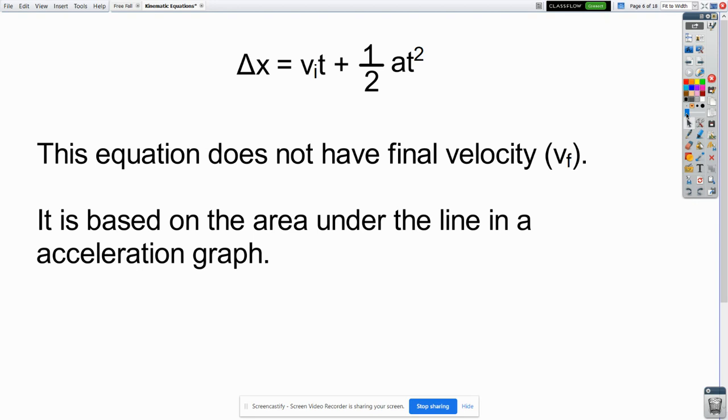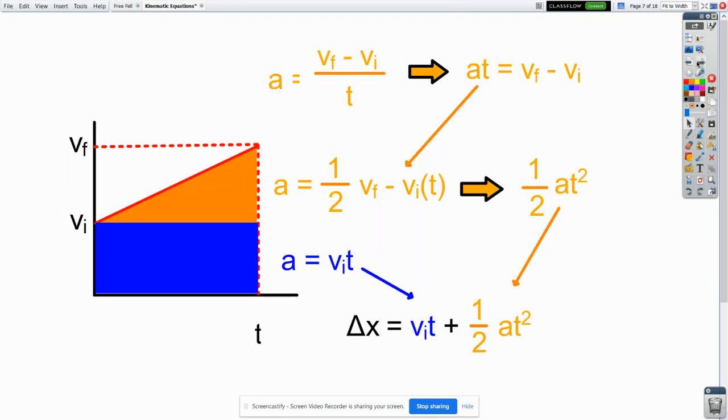So let's start with this. This is the no final velocity equation. The no final velocity equation is displacement equals initial velocity times time plus 1/2 acceleration times time squared. Again, this is based on the area below the line on a velocity time graph. This complex mess of letters and numbers is how it works.